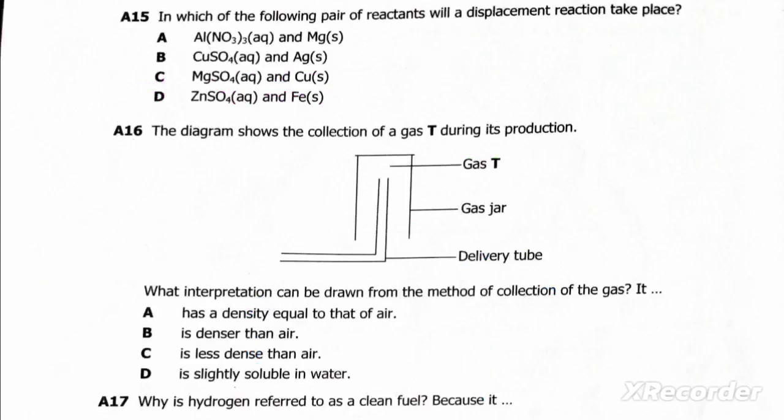Question A16. The diagram shows the collection of gas P during its production. What interpretation can be drawn from the method of collection of the gas? A, it has a density equal to that of air. B, it is denser than air. C, it is less dense than air. D, it is slightly soluble in water.